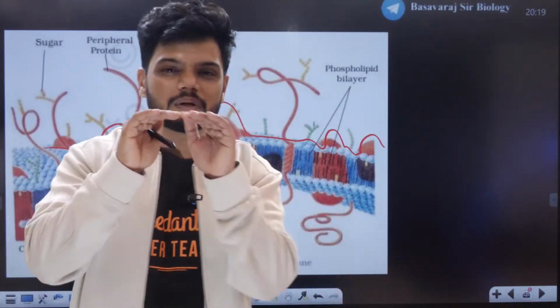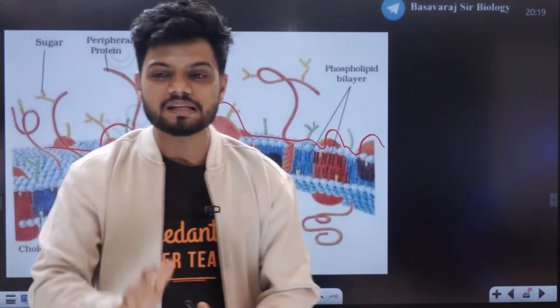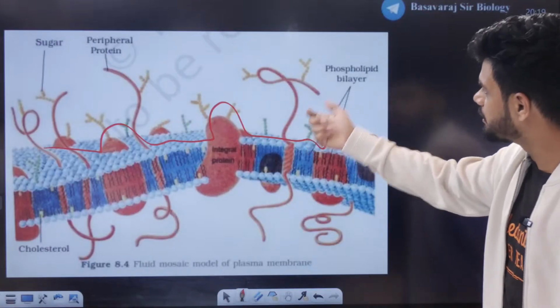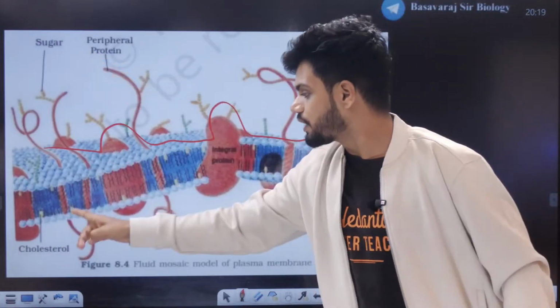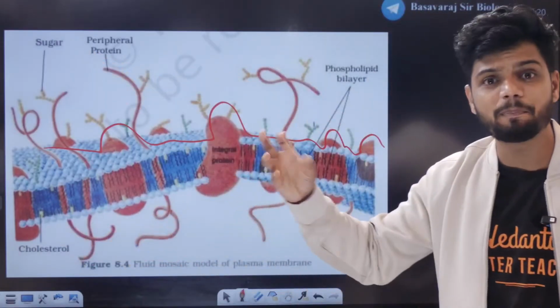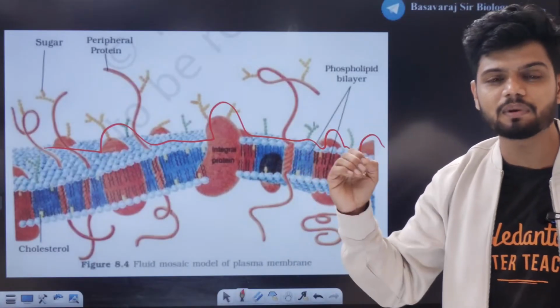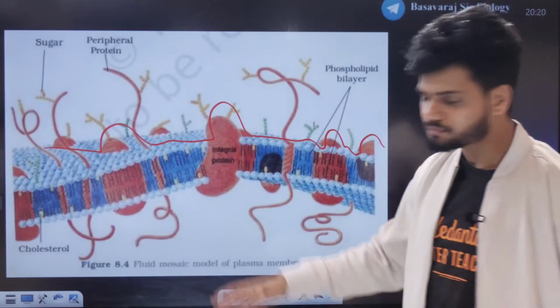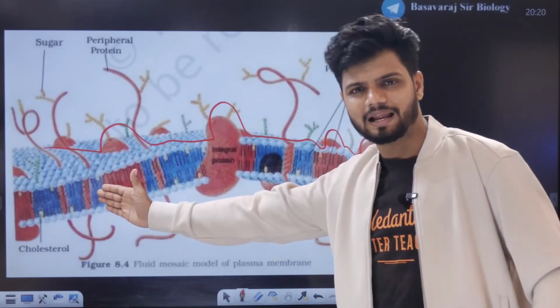It is completely random. You can see randomly the proteins, sugar, cholesterol, fat, lipid. Randomly they are arranged here. They can be integrated randomly, and this is a typical structure of a plasma membrane.